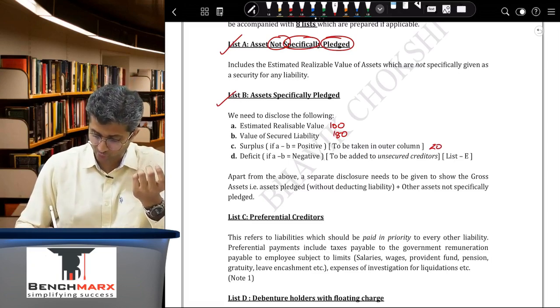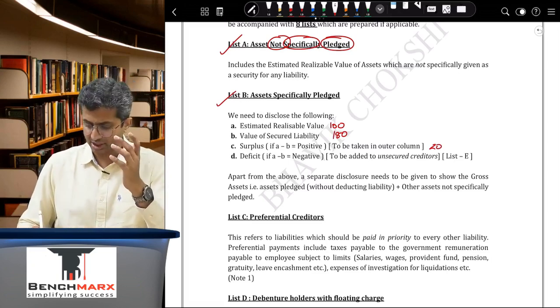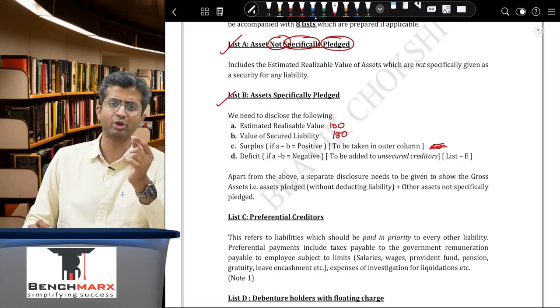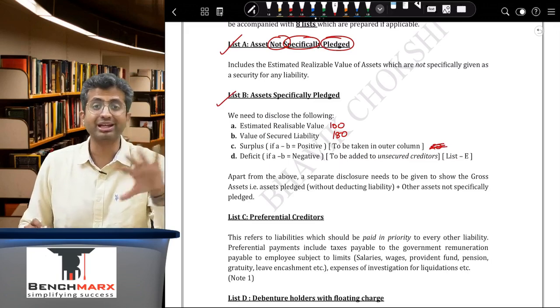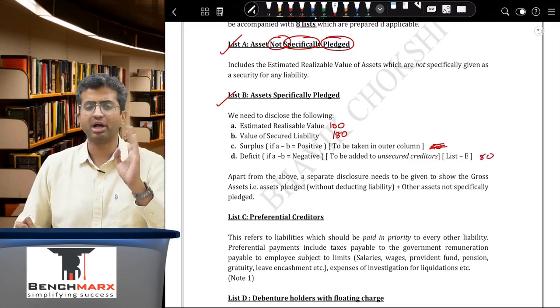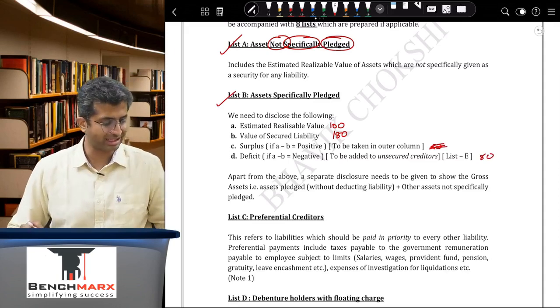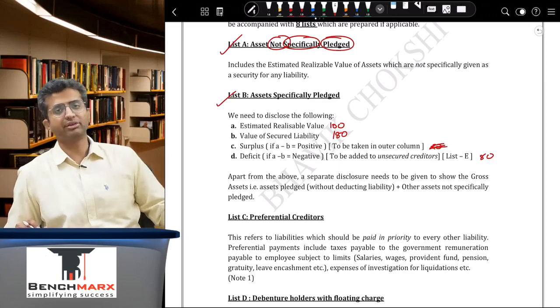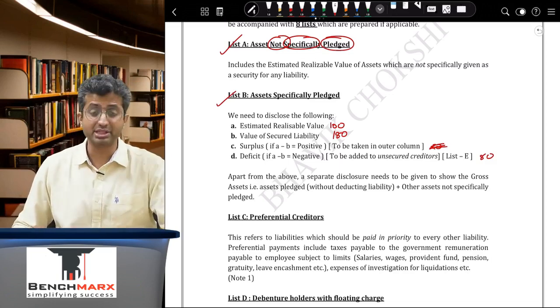And in case there is a deficit, that is a shortfall, for example, this is 180, in which case there is no surplus. However, after using the security as well, 80 is still remaining. Now that 80 is unsecured, and as a result, this will go as a part of unsecured creditors, which will appear in what you call list E. Okay, so this is liquidator's statement of affairs list B.